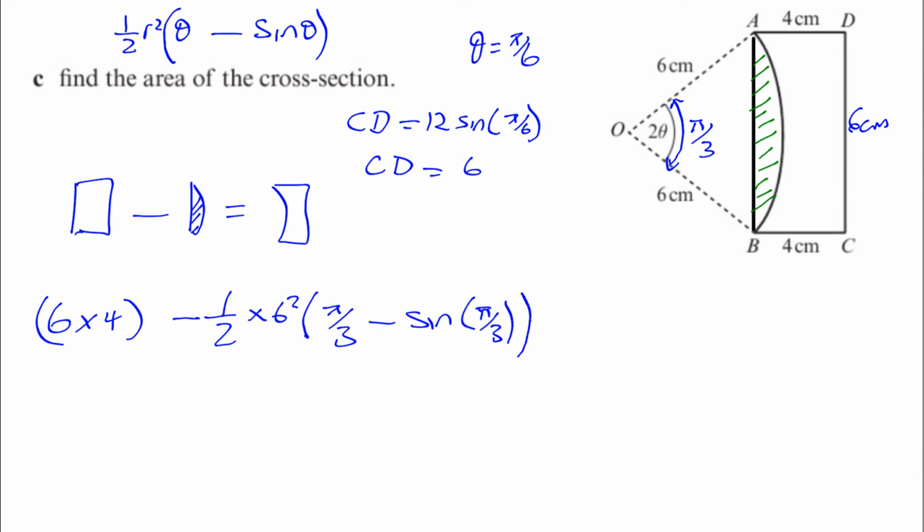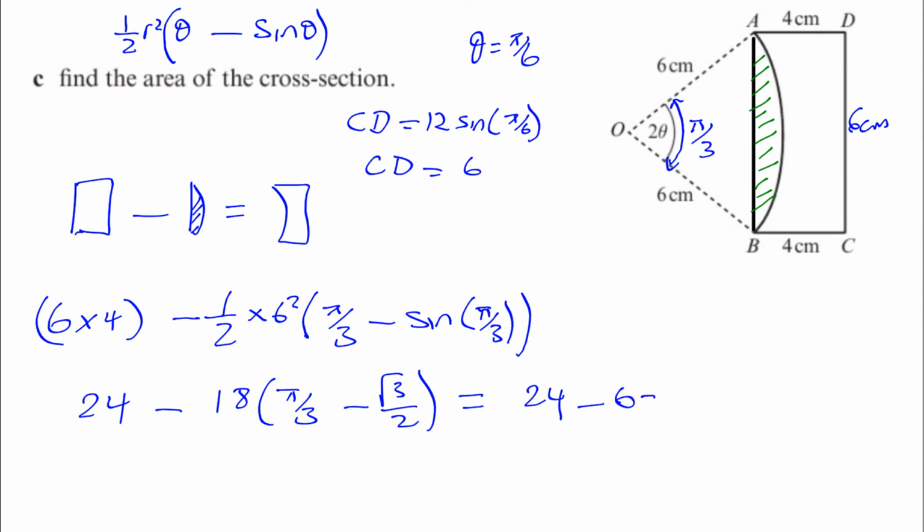Okay, so this is going to be 6 times 4, which is 24, minus a half times 36, which is 18, times pi over 3, minus, now the sine of 60 degrees is root 3 over 2. Okay, so that gives us 24 minus 18 times pi over 3 is 6 pi. Minus times minus is plus, and we have 18 times root 3 over 2. The 2 and the 18 cancel, leaving us with 9 times root 3.